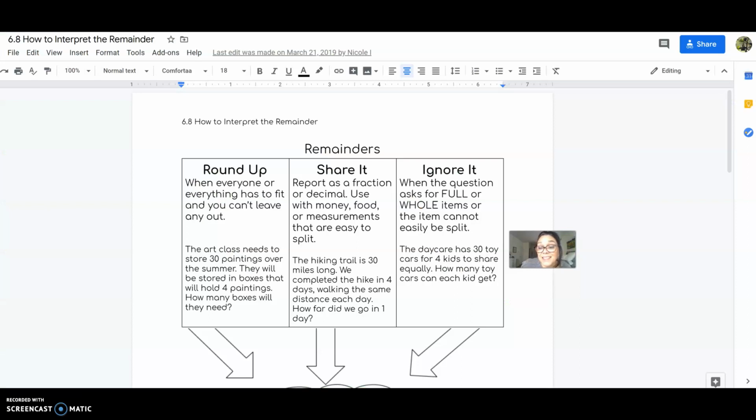Remember, this lesson is about what to do with the remainder when we're dividing and we're answering a story problem. So we have to think, what is that remainder before we decide what to do with it? Is it a situation where I need to round up? A situation where I would need to share that remainder? Or a situation where I need to ignore that remainder? We're going to practice some problems today where you'll be doing division, and to answer the story problems, you'll have to decide what to do with that remainder.